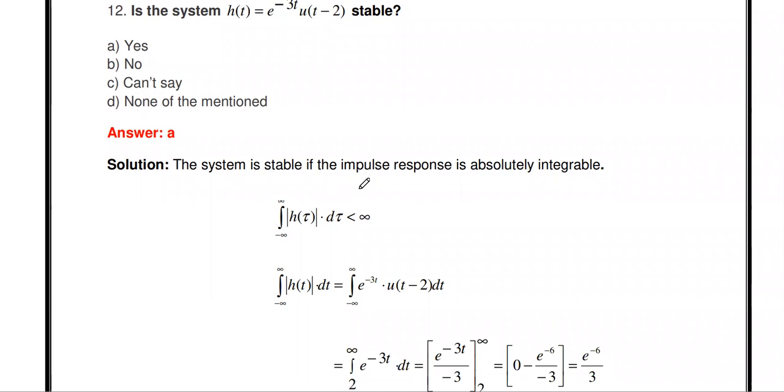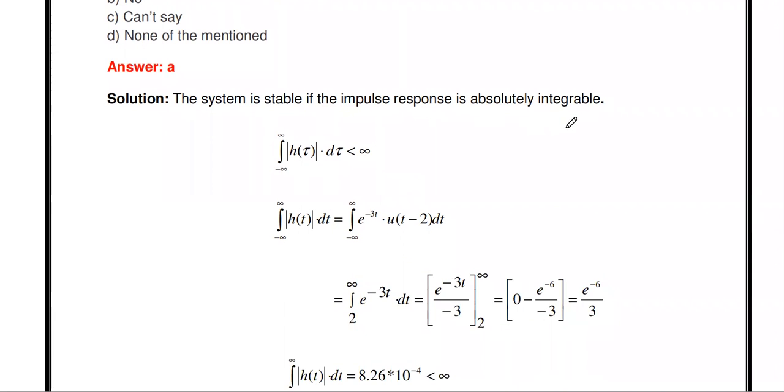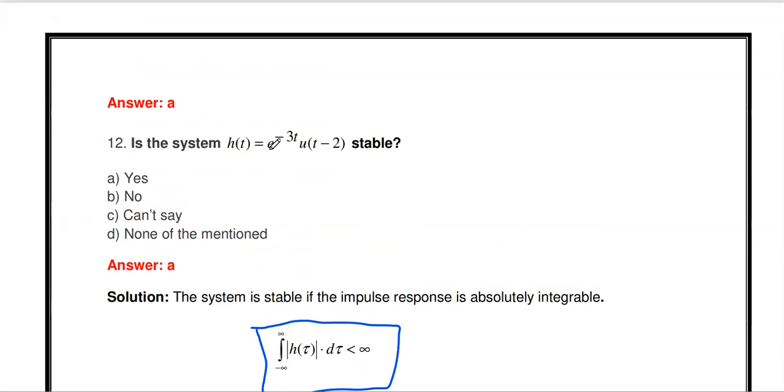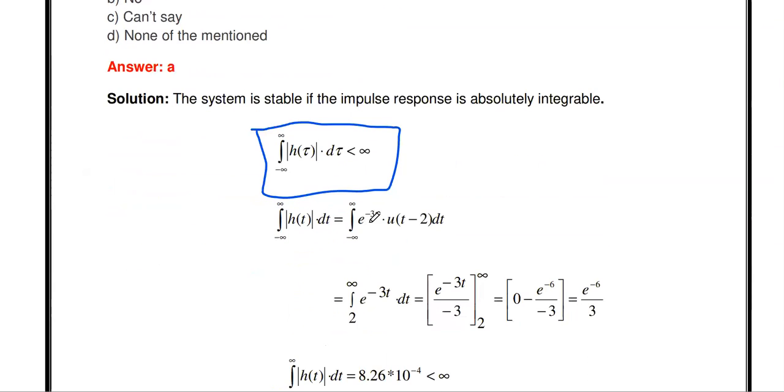So if the system is said to be stable, the impulse response is absolutely integrable. That is the condition. So in this condition, we have to substitute the value of h of t. So what is the h of t? e power minus 3t u of t minus 2. So what is the meaning of u of t minus 2 multiplied with one function?